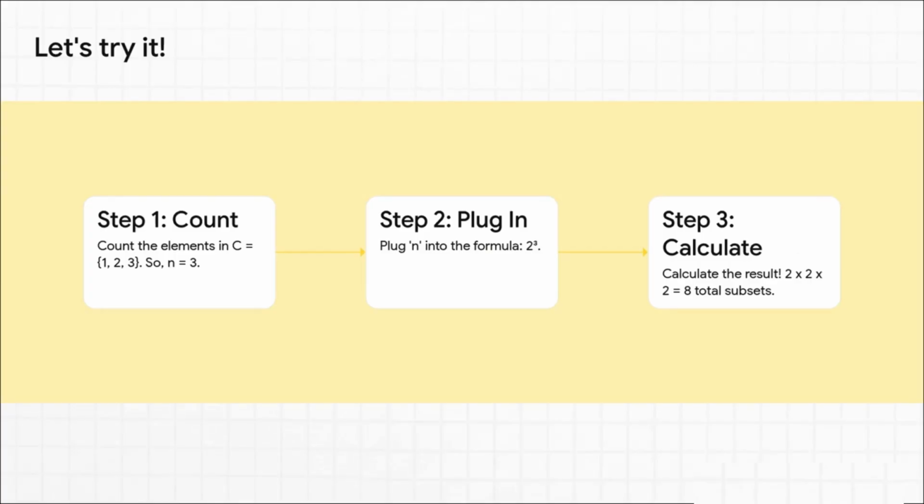Okay, let's do one together right now. Look at set C with the elements 1, 2, and 3. Step 1. How many elements are there? 1, 2, 3. Easy, so n equals 3. Step 2. We plug that 3 into our formula, which gives us 2 to the power of 3. And step 3. Let's do the math. 2 times 2 is 4, and 4 times 2 is 8. So there have to be exactly 8 subsets.